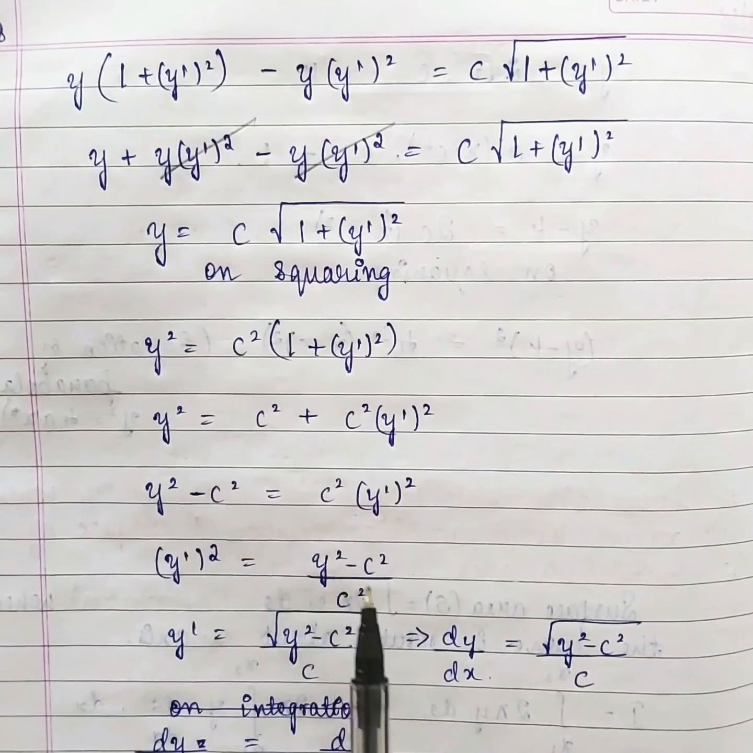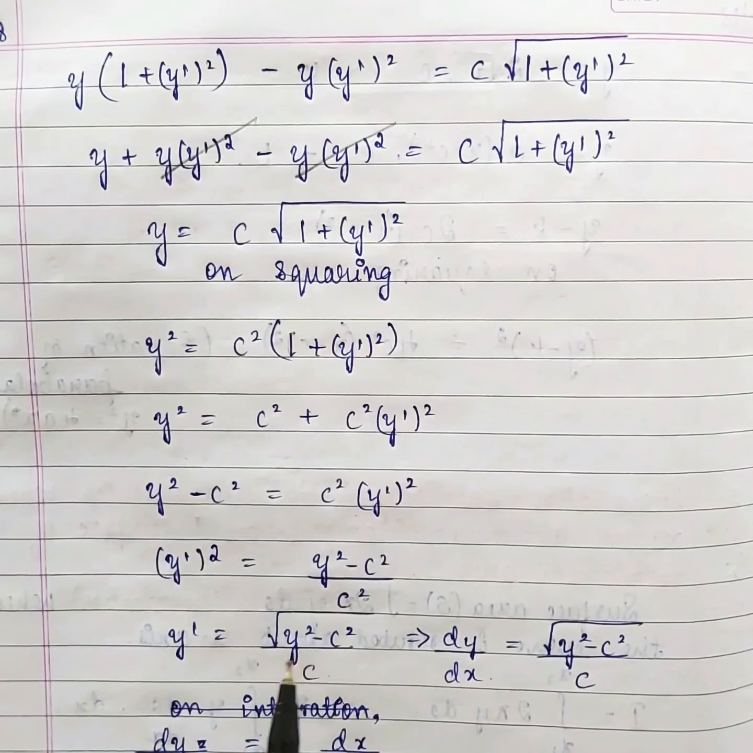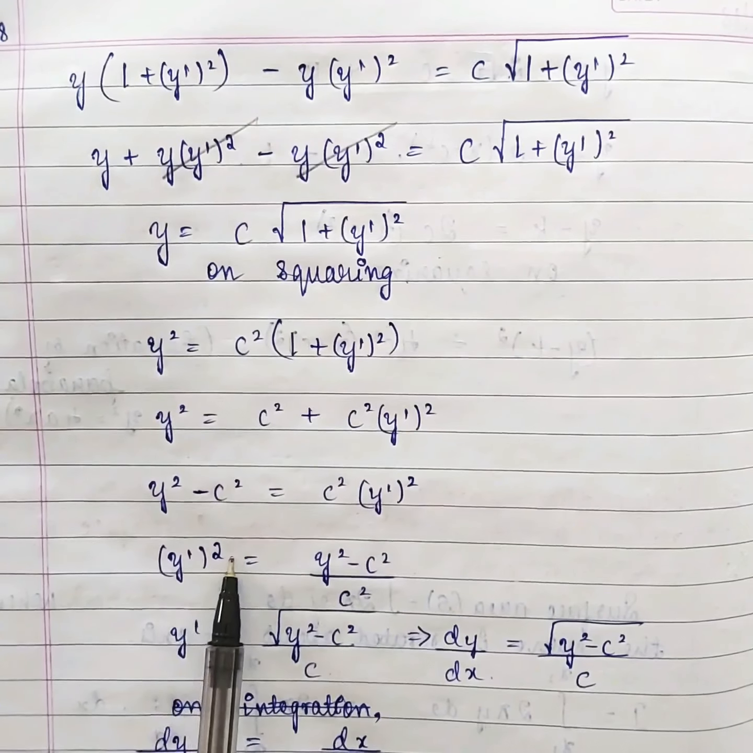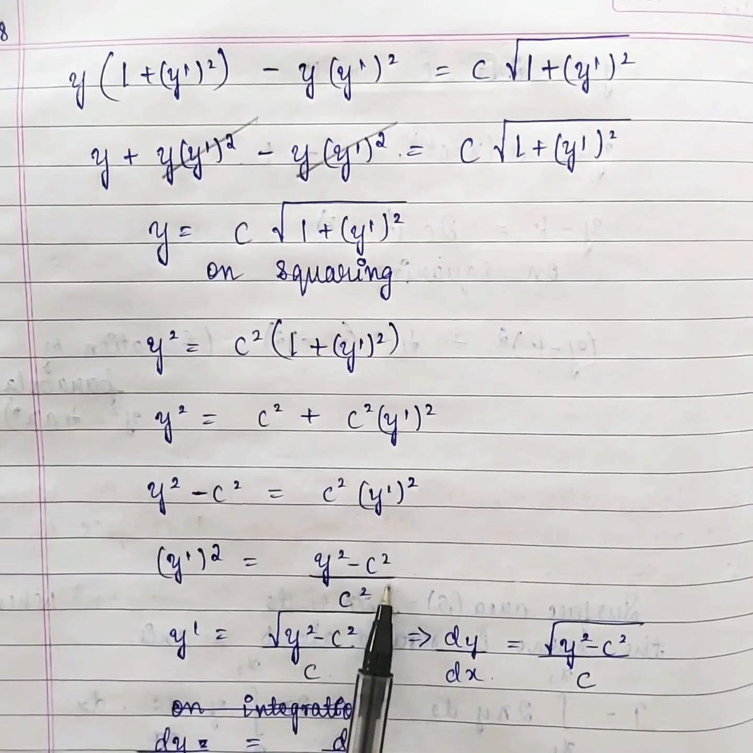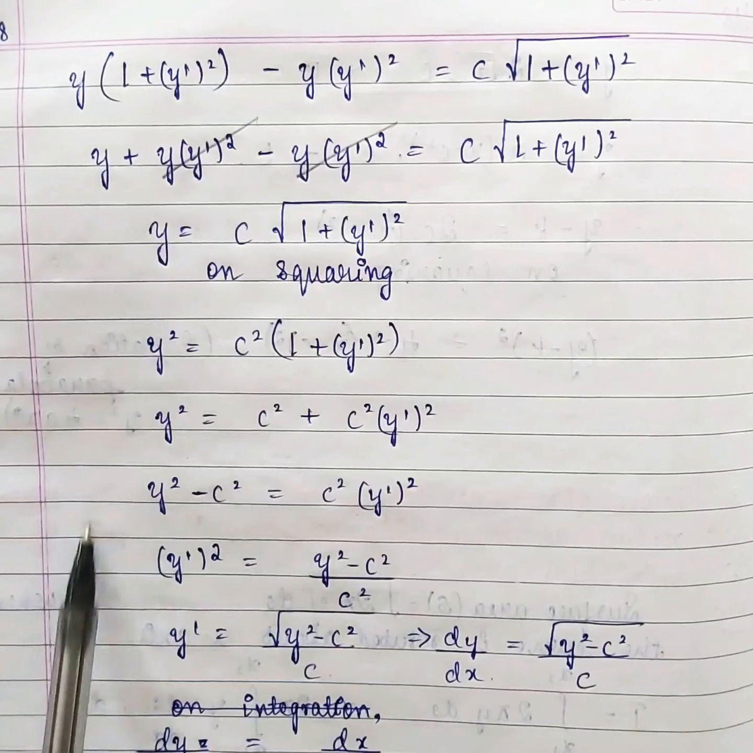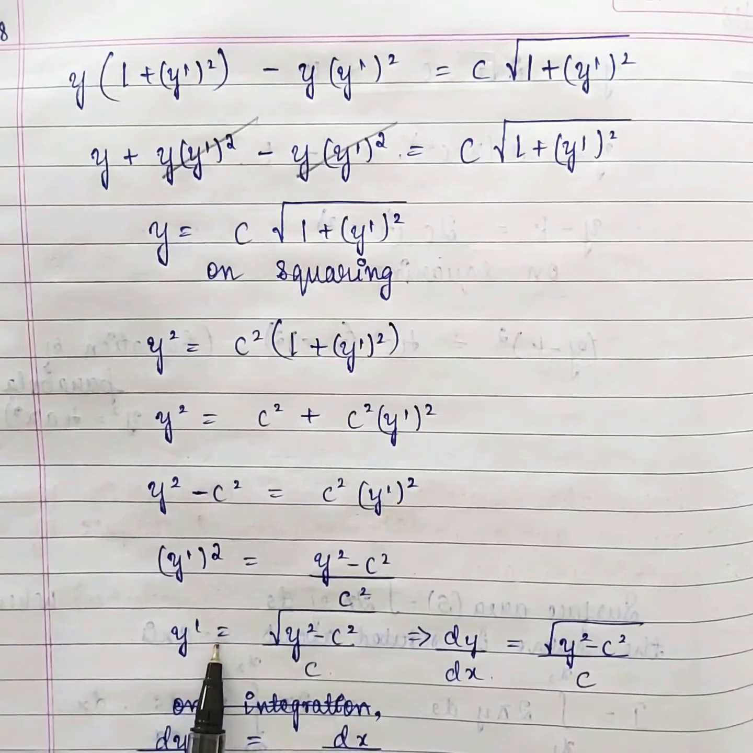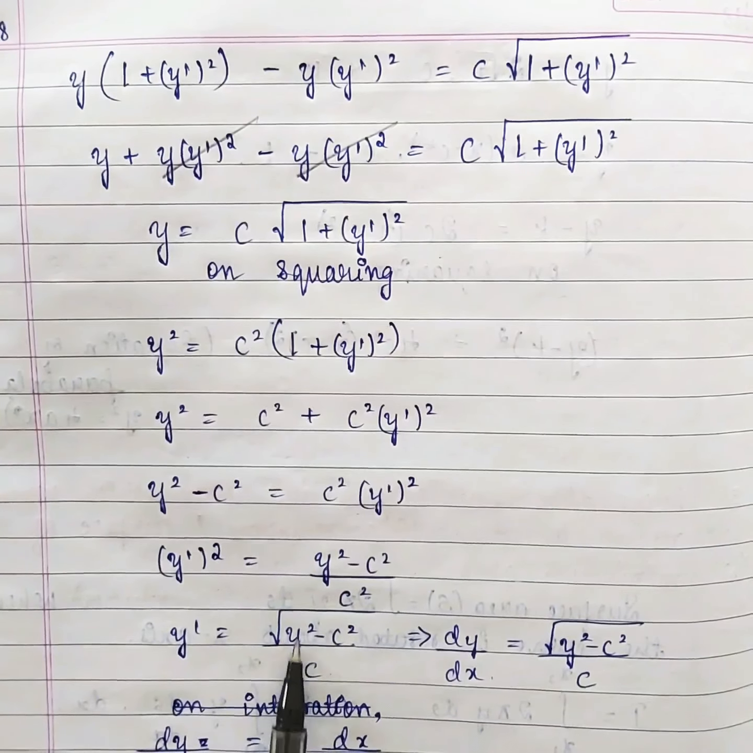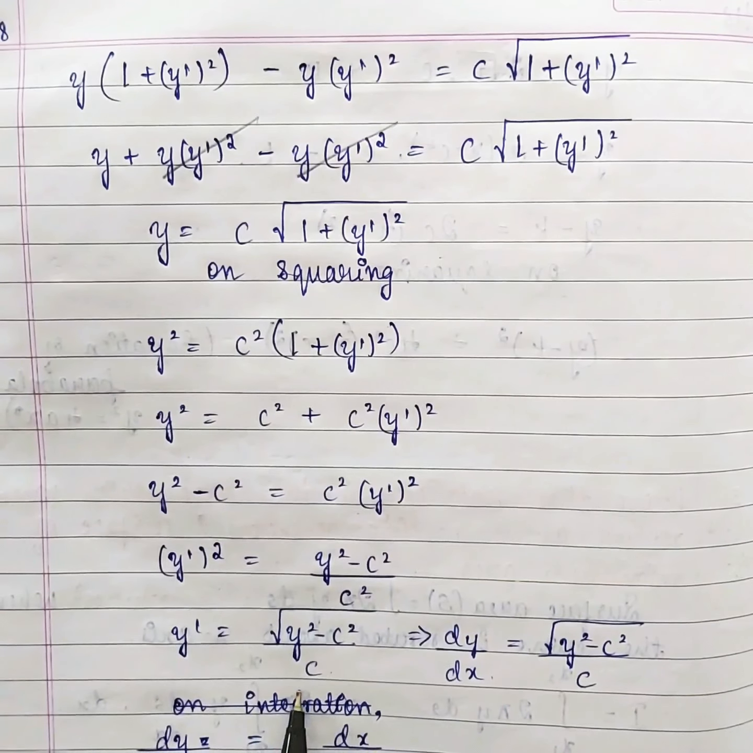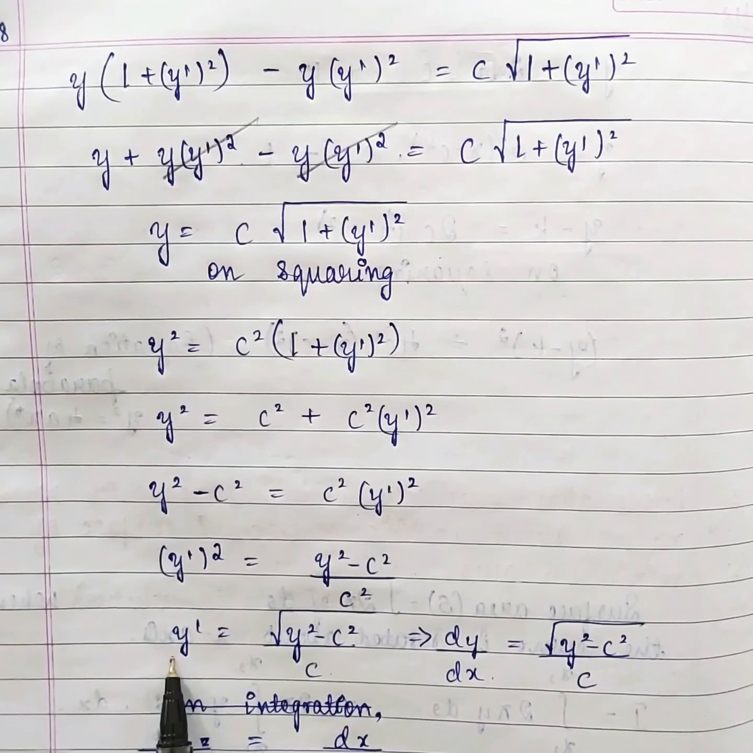Now from this we are going to write what is y dash. Actually that is our aim. So y dash square is equal to y square minus c square by c square. All these are just simplification. Therefore y dash is equal to square root of this, so square root of y square minus c square by c. Y dash is nothing but dy by dx.